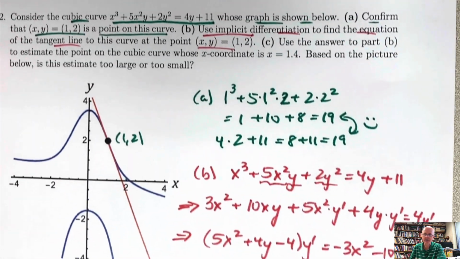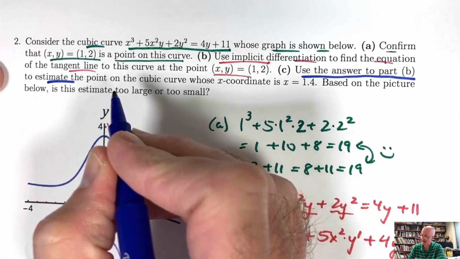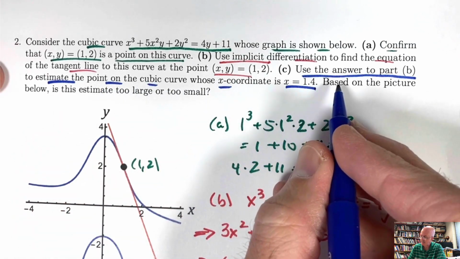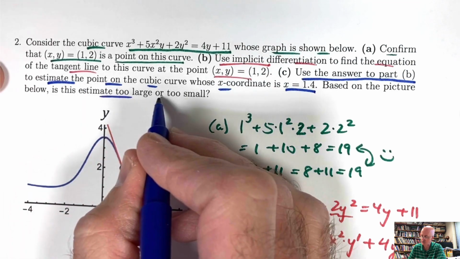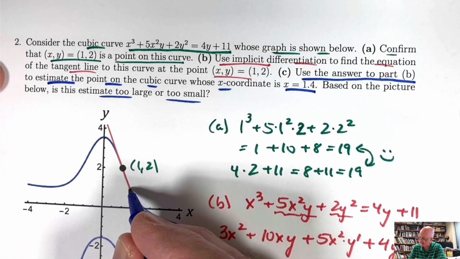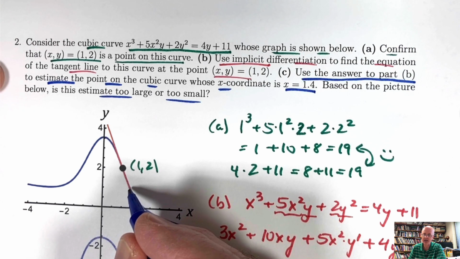Part C says, use the answer for part B to estimate, not exact, the point on the cubic curve whose x-coordinate is 1.4. And based on the picture, is the estimate too large or too small? You can see from this picture, when x is 1.4, it looks like the tangent line is underneath the curve, so the tangent line approximation, the linear approximation, is going to be too small.